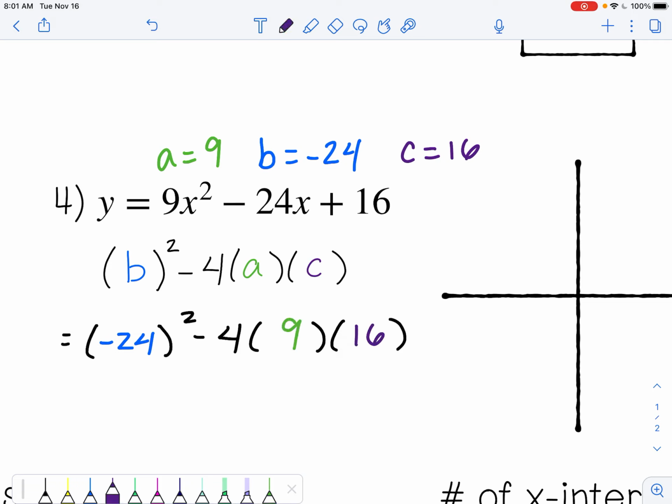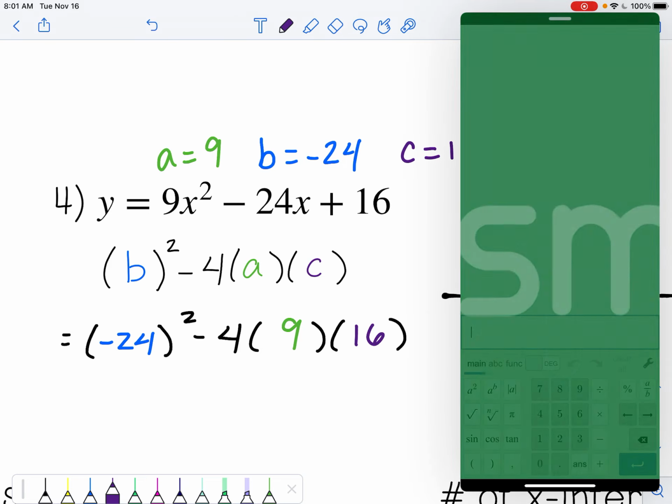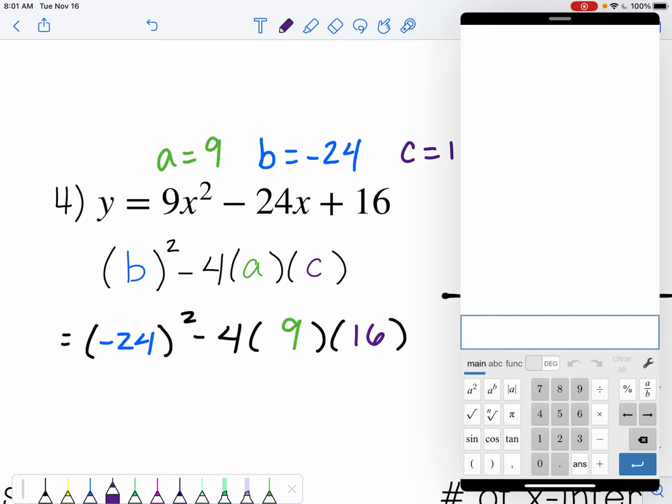Now, I'm good at math, but I don't know 24 squared off the top of my head. So I'm going to pull up my little calculator here if Desmos will load, and I'm just going to type this in. So we got negative 24 squared. Notice that I put the negative inside with the 24 and then the square outside the parentheses. We're going to get minus 4 times 9 times 16. And when I press enter, it shows me that my answer is equal to 0. So we have a discriminant of 0 here.